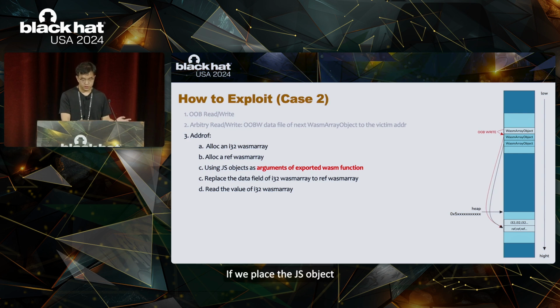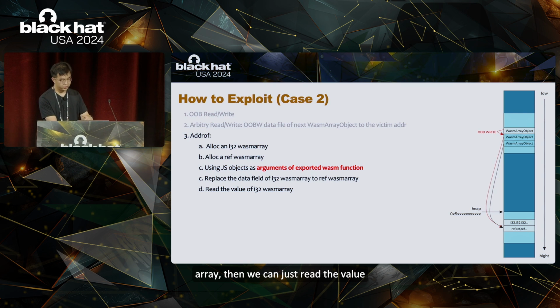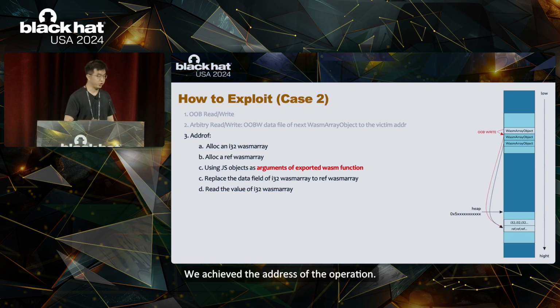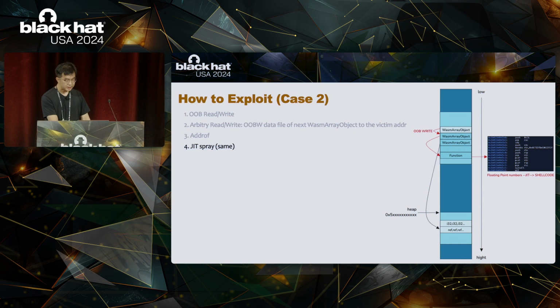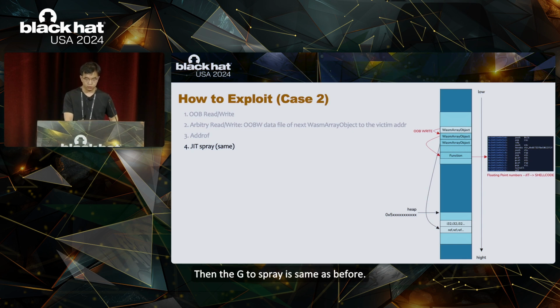If we place the JS objects that need to be leaked in the ref array, then we can just read the value using the i32 format. So we achieve the address-of operation. Then the JIT spray is the same as before. Okay, so at this point, the exploitation process is completed.